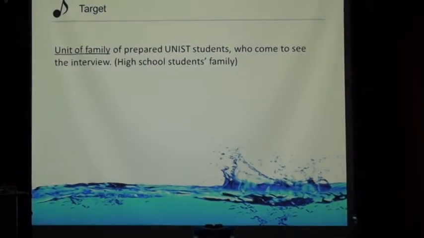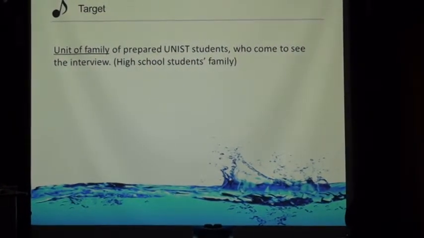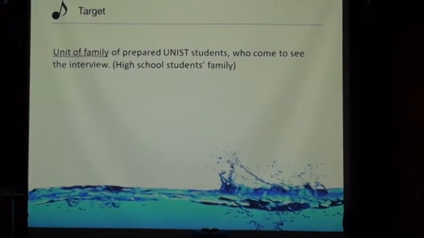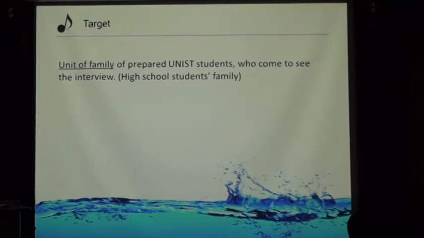Before making the design, we decided on a target. Our target is the families of prospective UNIST students who come to see the interview. In other words, high school students' families.